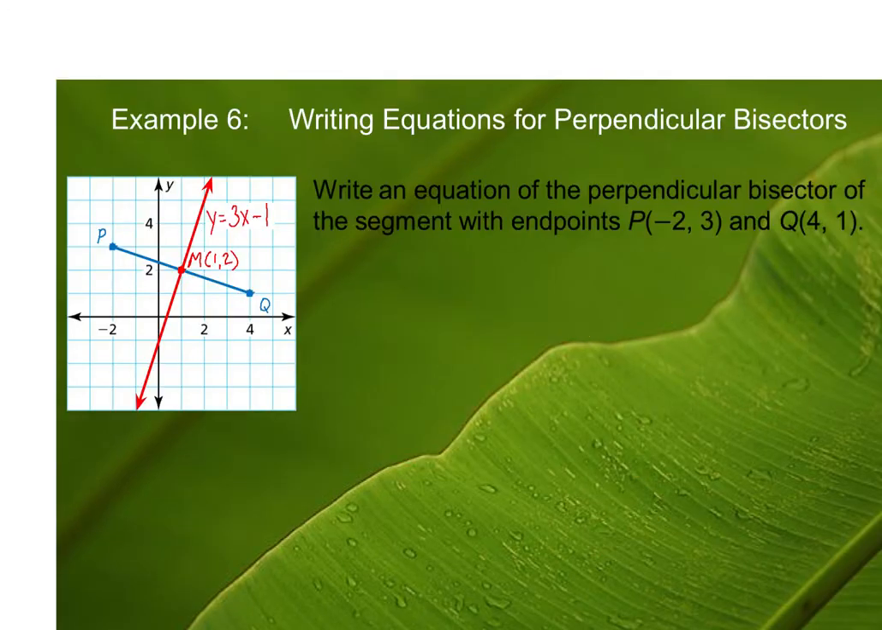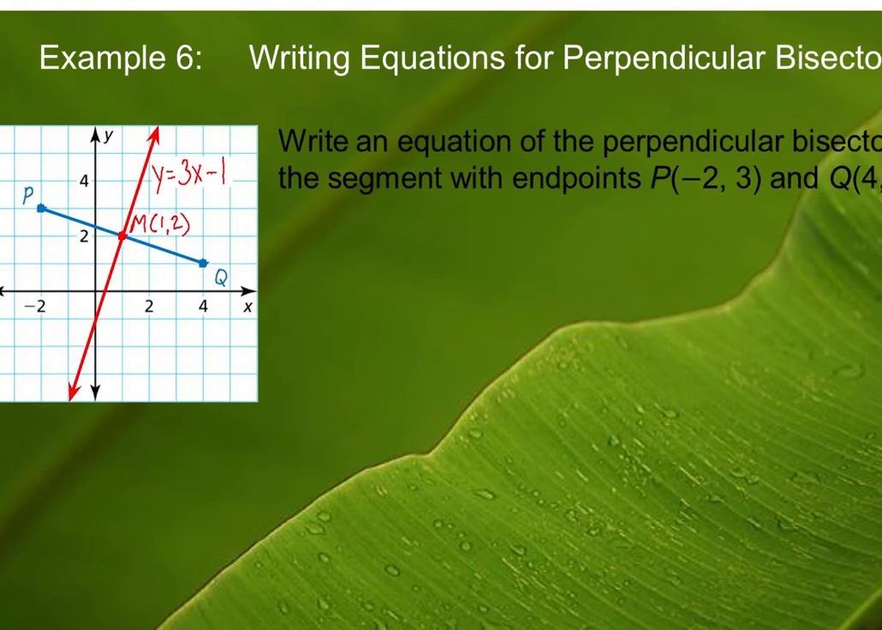It says write an equation of the perpendicular bisector of the segment with the points P(-2, 3) and Q(4, 1). Okay? These questions have two parts. Because in order to be a perpendicular bisector, you need to pass through the midpoint, and you also need to have the opposite reciprocal slope.